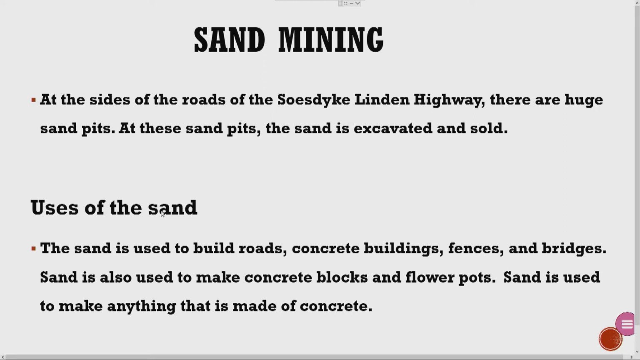Uses of the sand. The sand is used to build roads, concrete buildings, fences, and bridges. Sand is also used to make concrete blocks and flower pots. Sand is used to make anything that is made of concrete.